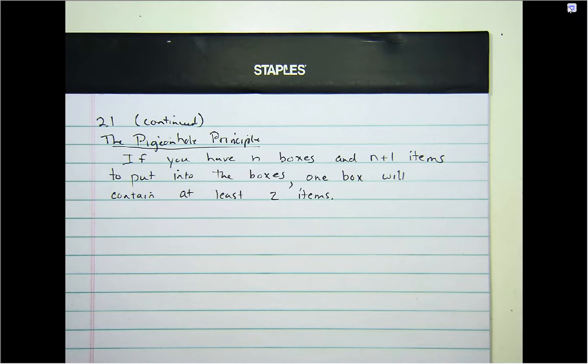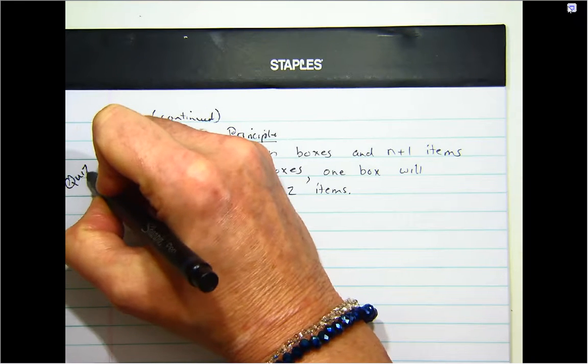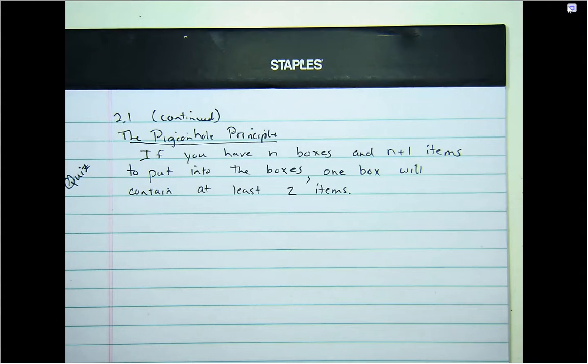So the pigeonhole principle: if you have n boxes and n plus 1 items to put into the boxes, one box will contain at least 2 items. So you have one more item than you have boxes. This is the way it's phrased on the quiz. So oftentimes on a quiz I'll give you a principle with a few words removed, and you have to pick from a list of words and put the correct words in. So you need to know the pigeonhole principle enough to be able to do that.